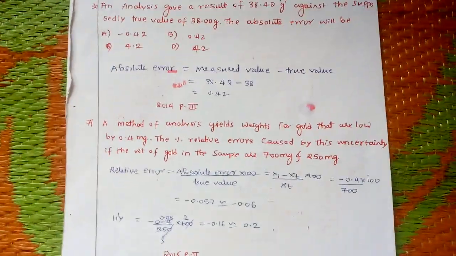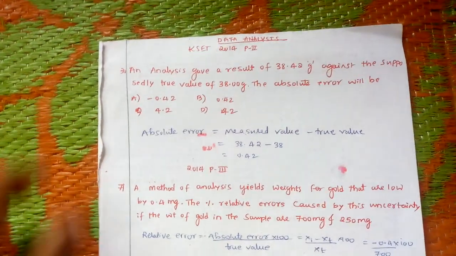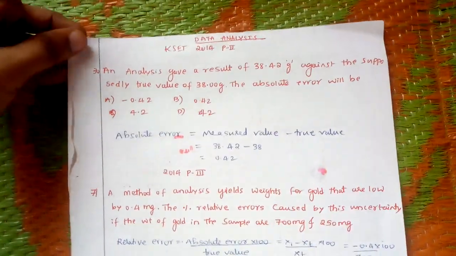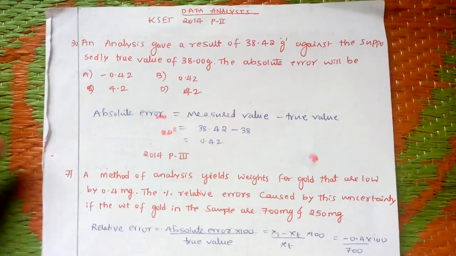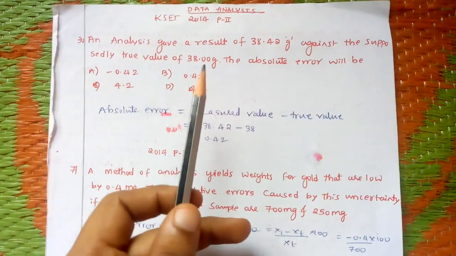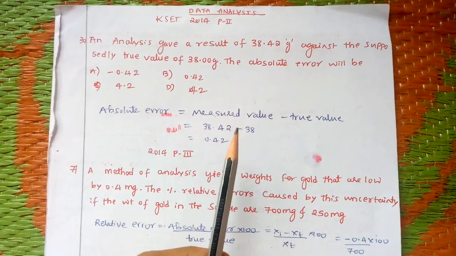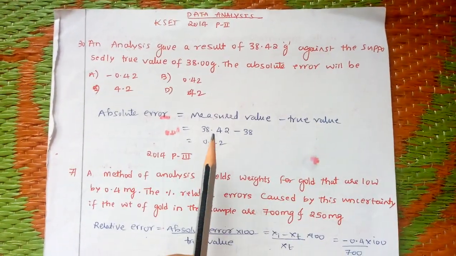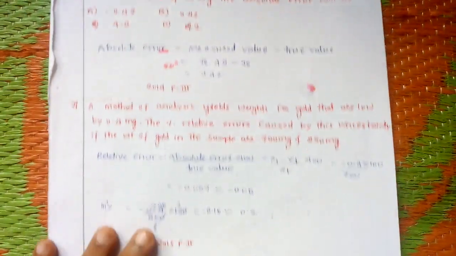Friends, this is all about... sorry, again 4 questions I missed here. Analysis gave a result of 30.42 against a supposedly true value of 30 gram. The absolute error will be measured value minus true value. Measured value minus true value, you will get 0.42.